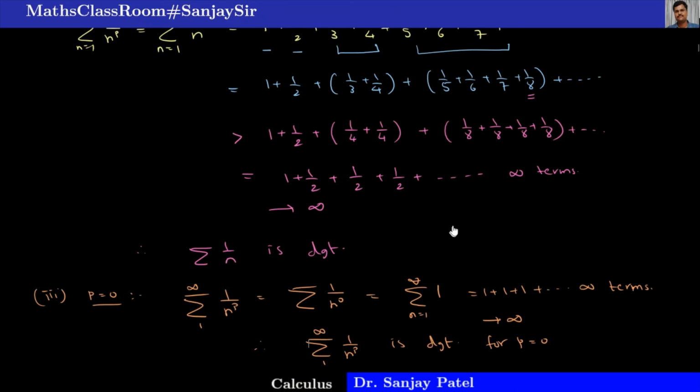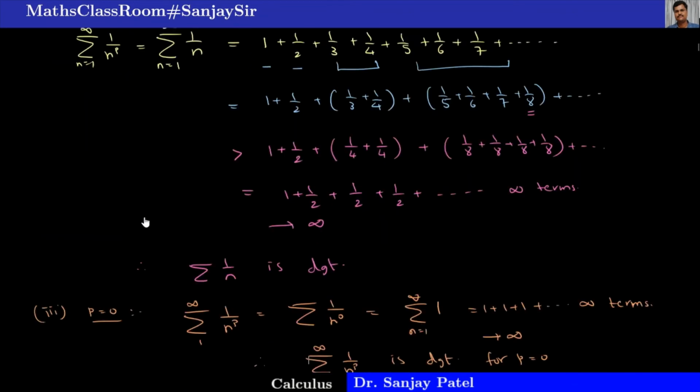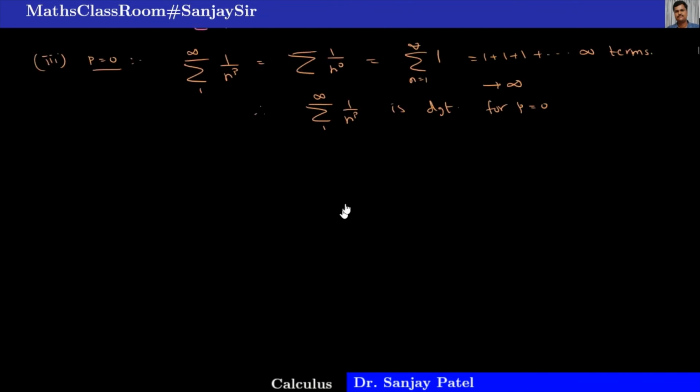So what remains for us is to discuss the case for 0 less than p less than 1. Okay. So let us discuss the subcase number 4. Suppose 0 is less than p and p is less than 1. Now if 0 less than p less than 1 is given, then we know that n raised to p is always less than n.